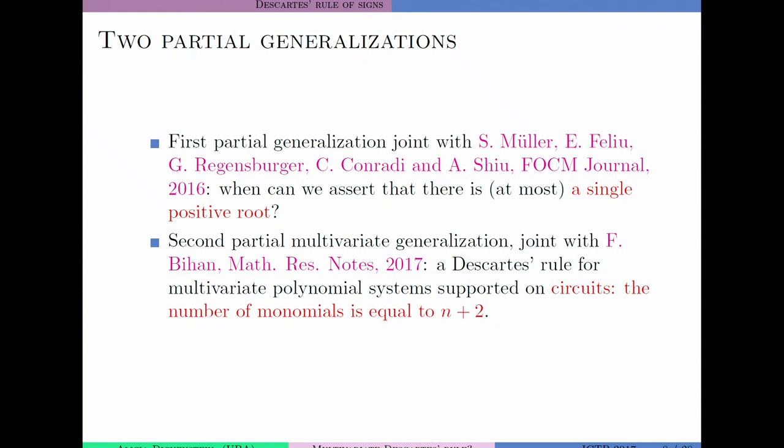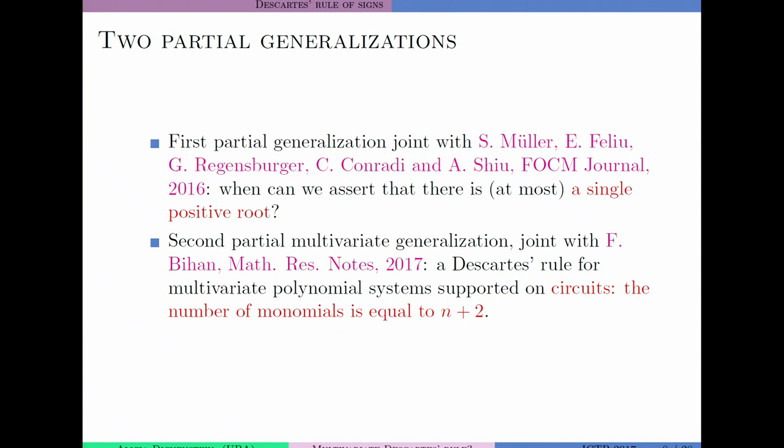And then the other generalization is something I did with Frédéric Pihan. He's at Université Savoie Mont Blanc, in France. And what we did is just, if you wish, the easiest case. We assume that if you have n plus 2 monomials in n variables, they are affinely independent. They are like the vertices of a simplex. This is just essentially like a linear system. Okay? So this is obvious.